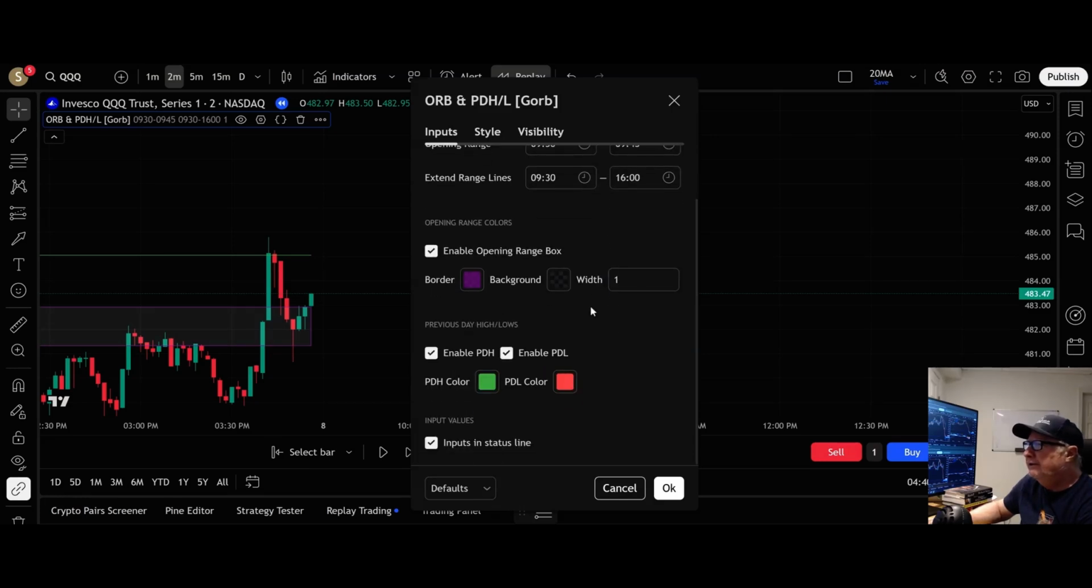And on this one, the Gorb one, it has the prior day high and the prior day low enabled. I kind of like that. I'll show you why in a second. But if you don't want those, you can just click these and get rid of them. And that's basically it.